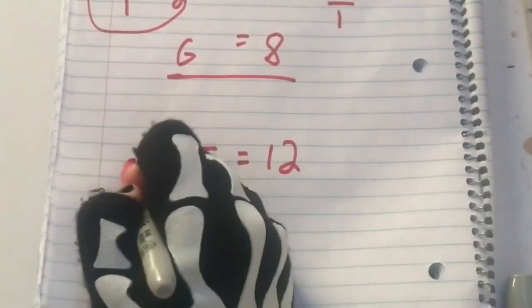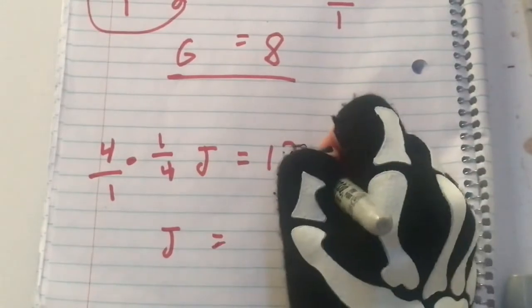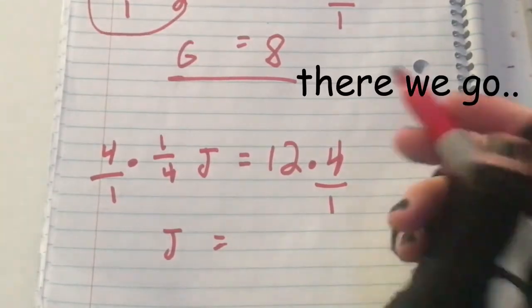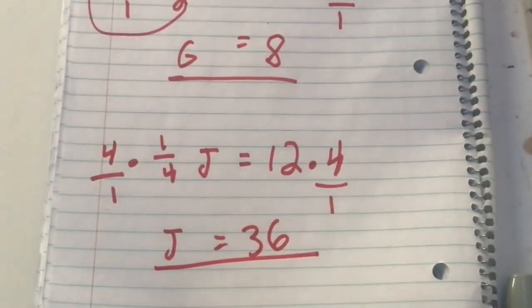Another example of this problem is 1 over 4 j equals 12. So you would do 1 over 4 times 4 over 1, which cancels each other out. 12 times 4 over 1. 12 times 4 is 36. Thought it was 32 for a second. So j equals 36.